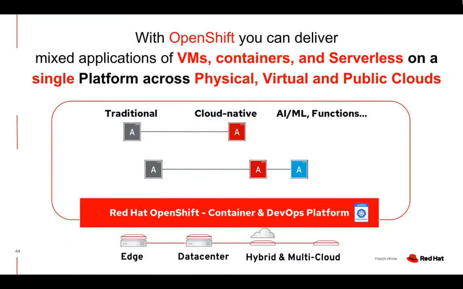So to summarize, with OpenShift, it is not only a container platform, but we are able to offer our customers mixed applications of virtual machines, containers, and serverless today on a single platform that can be deployed across physical, virtual, and across multiple public clouds. And you are able to shift your workloads as your business requires across these public clouds based on commercial needs, operational needs, and business needs, as your business requirements change over time. And again, Red Hat OpenShift is the worldwide leading platform for containers, and also for virtual machines now and serverless, and it can be deployed on physical, virtual, and any public cloud.